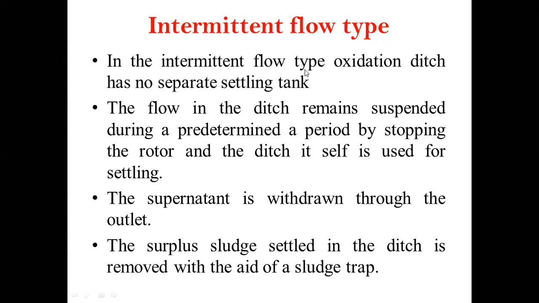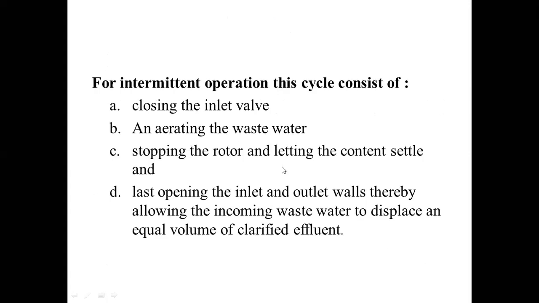Okay, I have taken attendance. I will go to the next point. Another type for intermittent operation: this cycle consists of closing the inlet wall that I explained and aerating the wastewater, stopping the rotor and letting the content settle down in the same tank. Then last, opening the inlet and outlet walls, thereby allowing the incoming wastewater to displace an equal volume of clarified effluent that I have discussed with you.